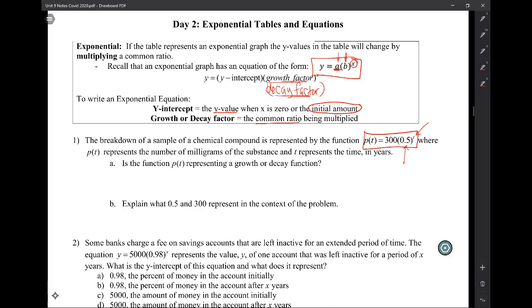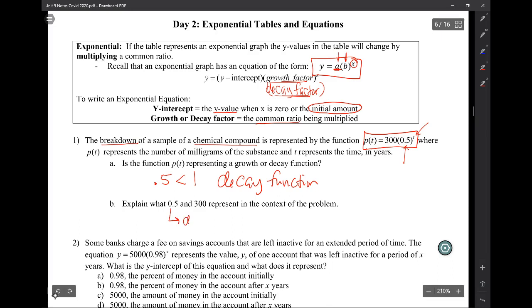The base of your exponent is what tells you if it's growth or decay. And since 0.5 is less than 1, that's going to give me a decay function. That means the breakdown is decaying. So this chemical compound is decaying over time, which is good. What is it decaying by? Well, what does the 0.5 represent? That is our decay factor. That means for every year, half of the chemical compound decreases.